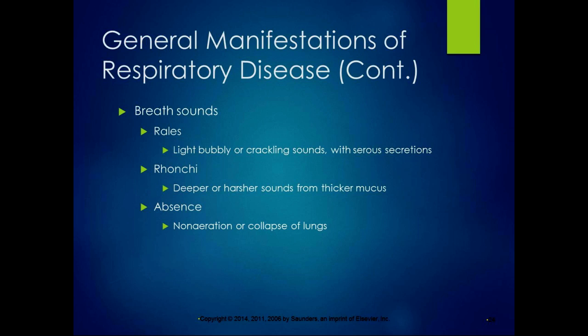So when you auscultate with a stethoscope, when they listen to your lungs, there are different things that they might hear, and they call them breath sounds. So rales are a light, bubbly, or crackling sound, often with serous secretions. Rhonchi are deeper, harsh sounds from thicker mucus. The absence of breath sounds can be caused by non-aeration or collapse of lungs.